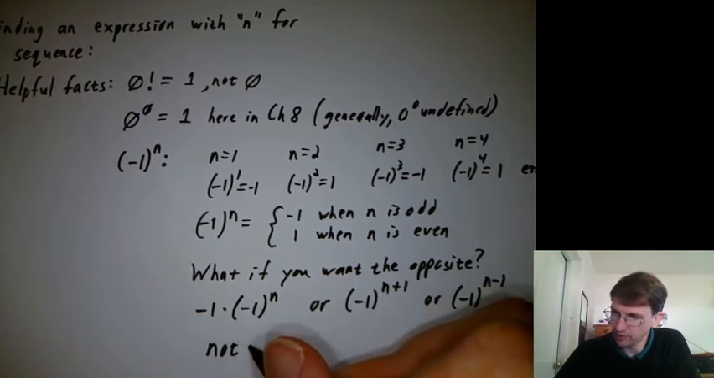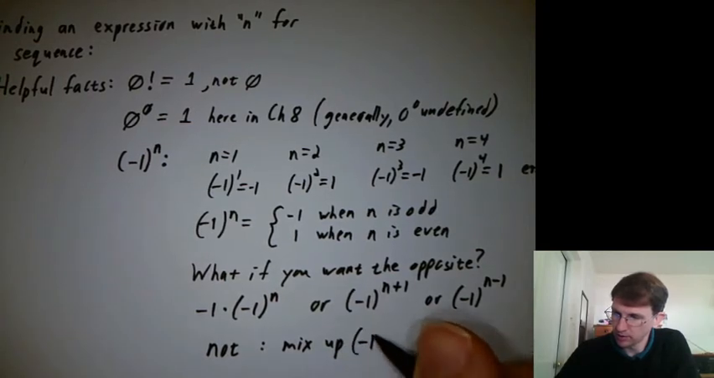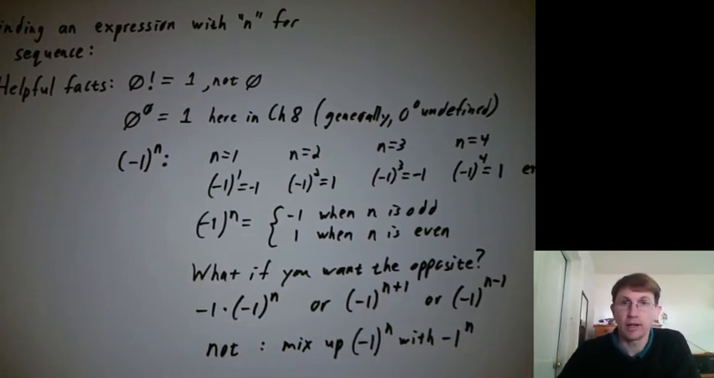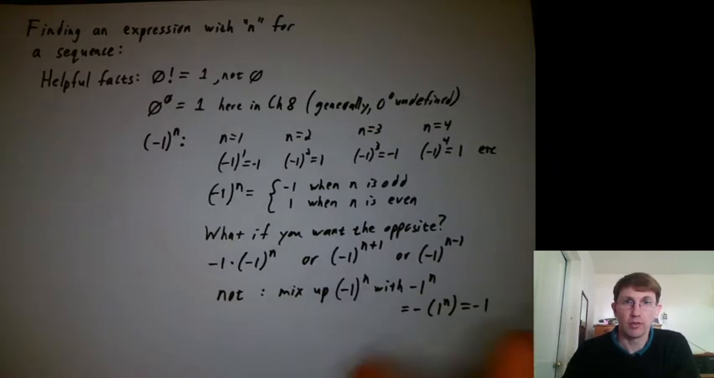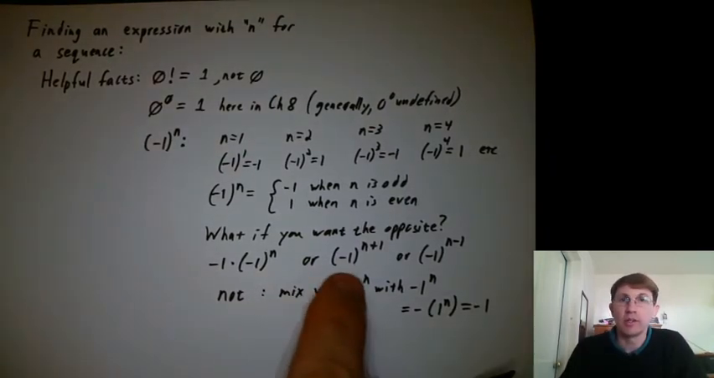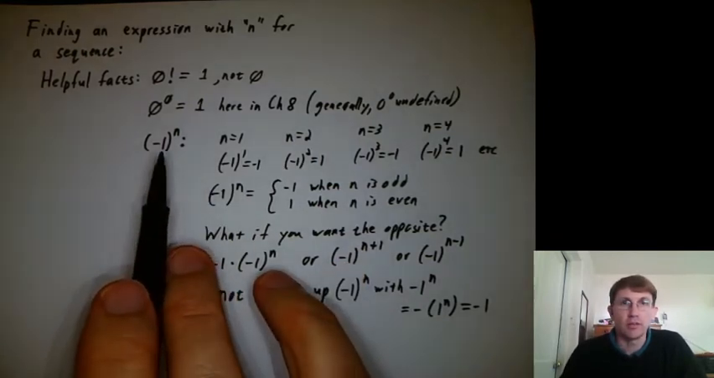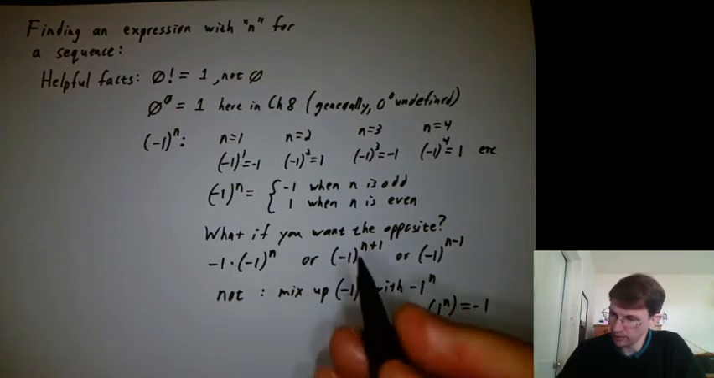What we have to be careful not to do is mix up negative 1 to the n with negative 1 to the n like that. What is this? It's negative 1 to the n, which is always negative 1. So when we're writing negative 1 to the n to get that alternating sign, we really do have to put parentheses around the negative 1. All right, so anything else that's handy here?